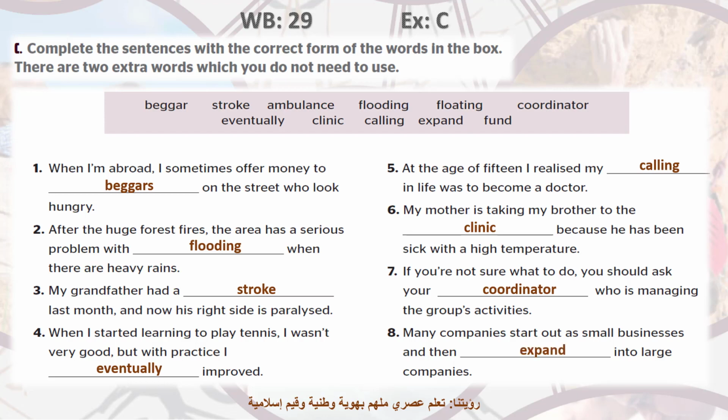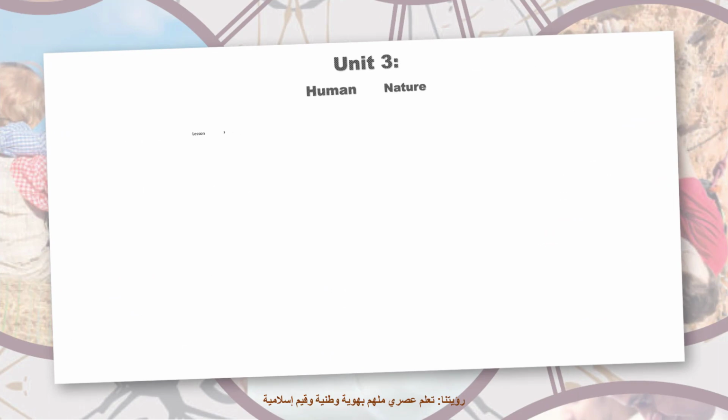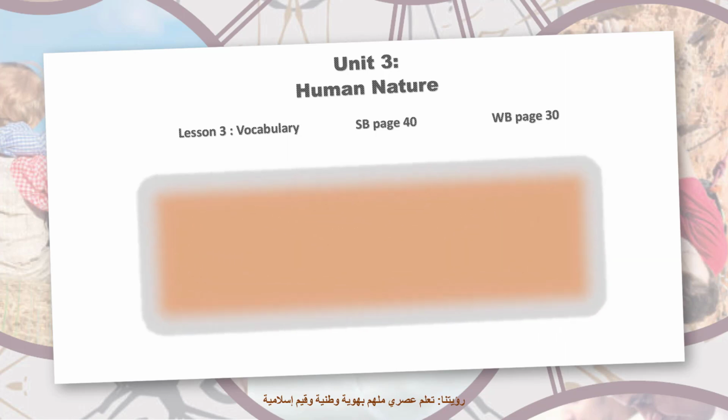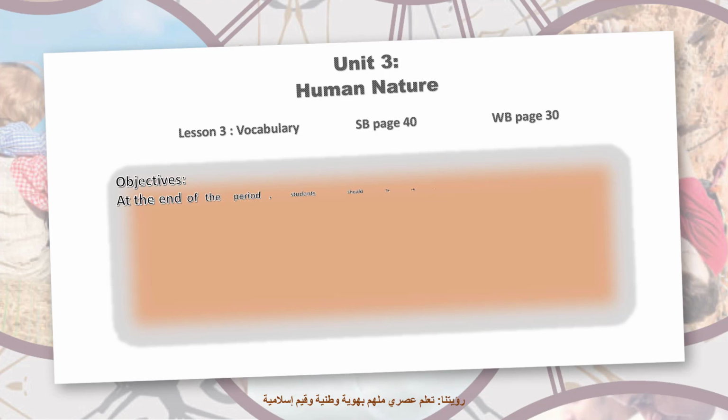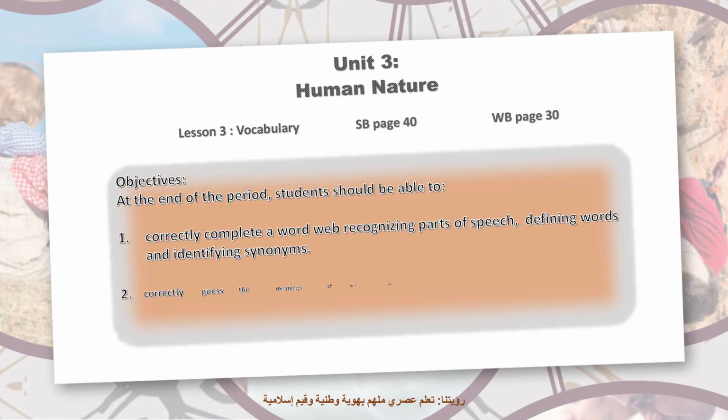Now it's time to start our lesson. Vocabulary, student book page 40 and workbook page 30. And here are today's objectives. At the end of the period, students should be able to: 1. Correctly complete a word web, recognizing parts of speech, defining words and identifying synonyms. 2. Correctly guess the meanings of new words from contexts and then use them in meaningful contexts.